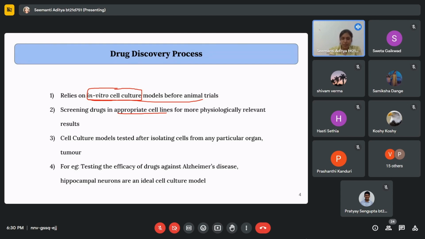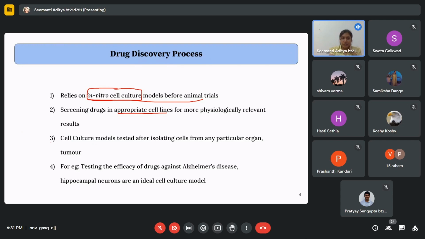So if we are finding some suitable drug for a neurodegenerative disorder, and we test it in some kidney cell line and see that it is having an effect, that is not a very ideal situation, because when we go to animal trials, it is definitely going to be blocked. Ideally we should not use cells which are not relevant to the disease we are interested in. So we have to rely on appropriate cell lines for carrying out this drug discovery process.